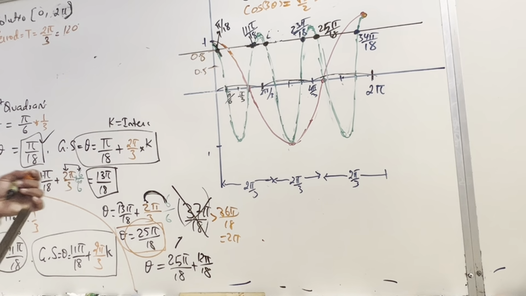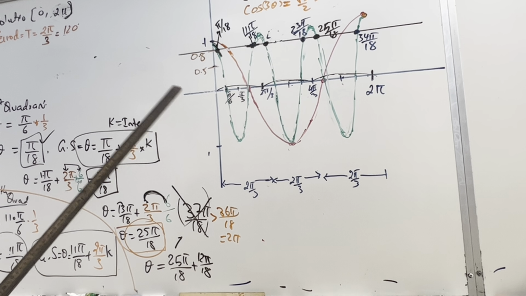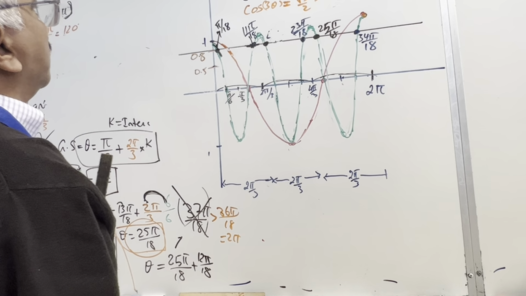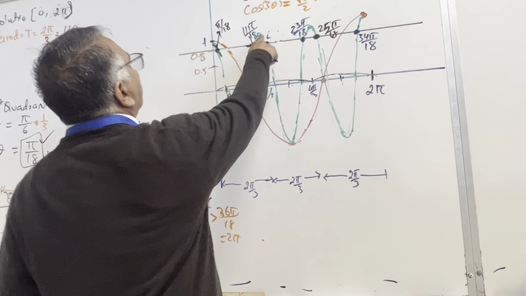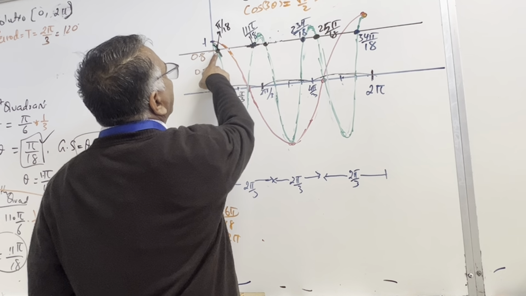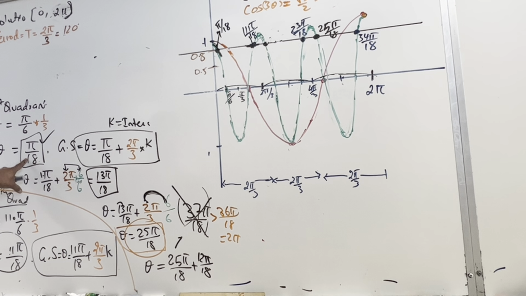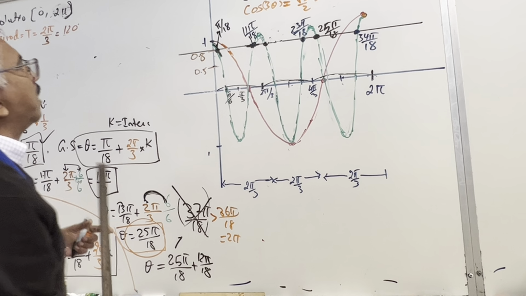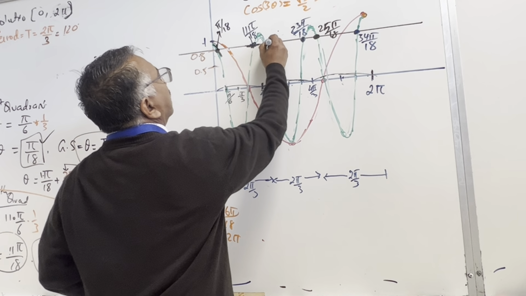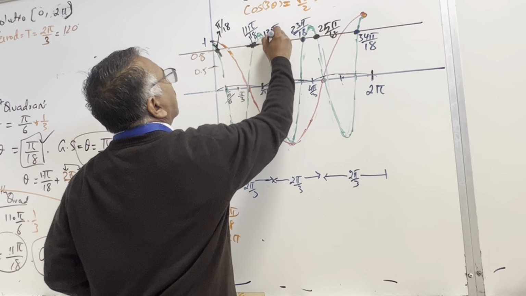So all six angles: 1, 2, 3, 4, 5, 6. Let me see which one I missed here. This was pi by 18. That was pi by 18. Then what was 13 pi by 18, which I missed here. This is 13 pi by 18.